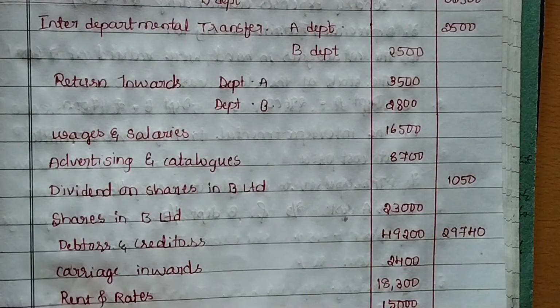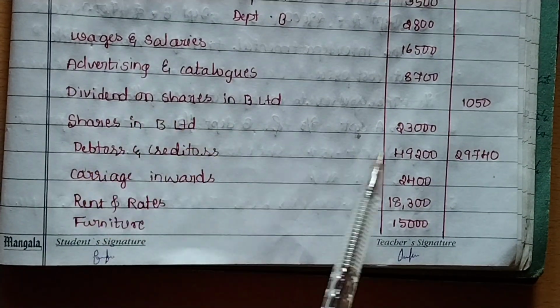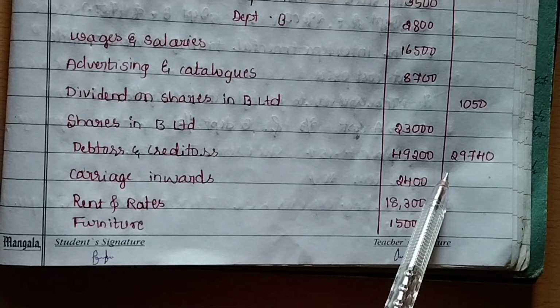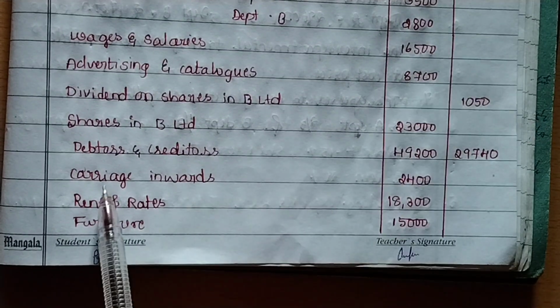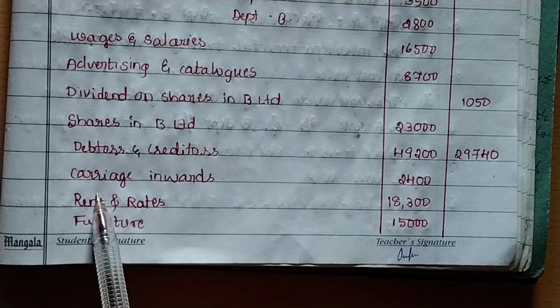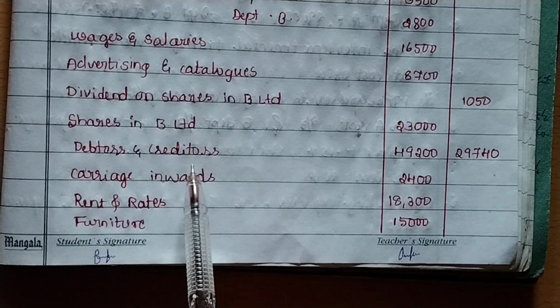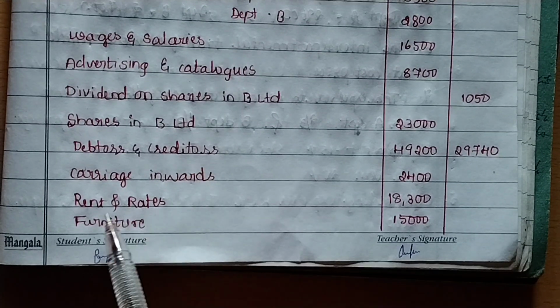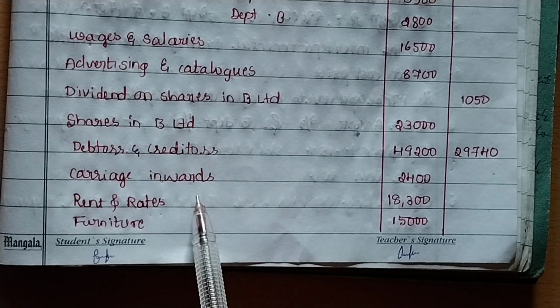Then debtors and creditors, 49,200 and 29,740. This is debtor, this one is creditor. These are assets and liabilities. Carriage inward is a direct expense which we have to write in the trading account on the debit side. Rental rates is an indirect expense. You have to write it in the profit and loss account on the debit side. Furniture is an asset. Let's see what is there on the next page.